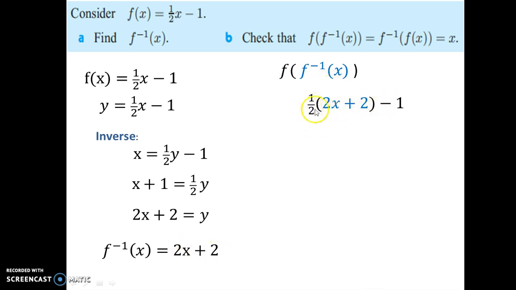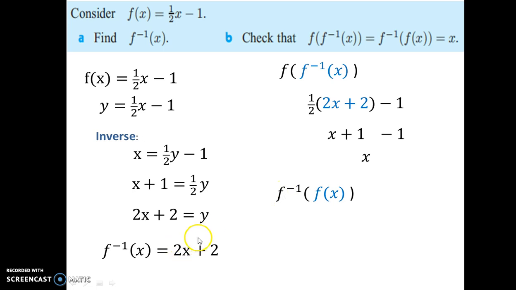Now let's see what this simplifies to. Half multiplied through here is going to make half of 2x and half of 2, so basically it's going to become x plus 1 minus 1, and 1 minus 1 is 0, so we get x. So as we can see, when the inverse was put into the original, we ended up with x.